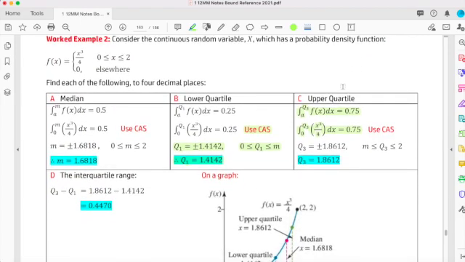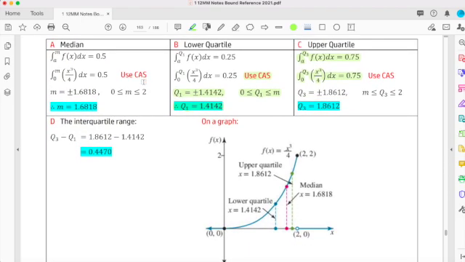If you had to figure out medians and quartiles and interquartile range for this function here, x cubed on 4, then we go from 0 to this m value, the median, the halfway point, which gives us half the area. Solve that on CAS. So it's just solve, type that in, comma, m, and it'll give you the m value.